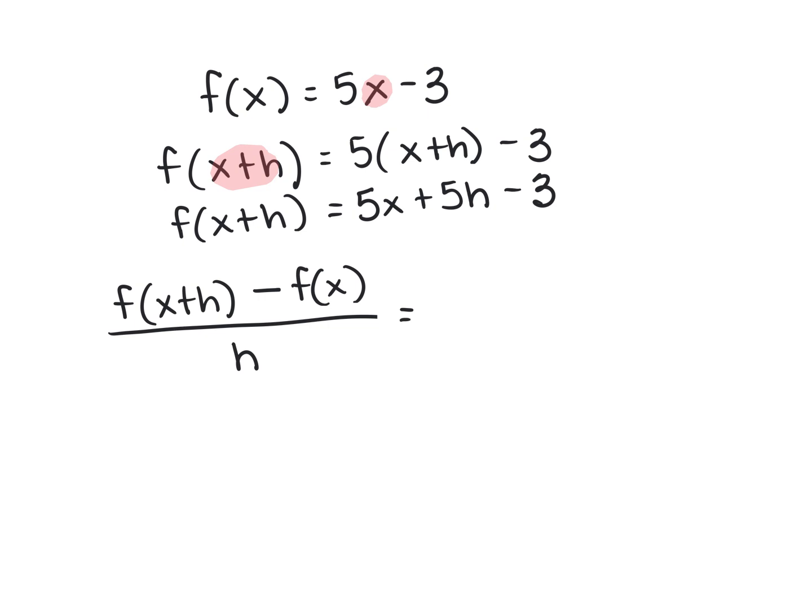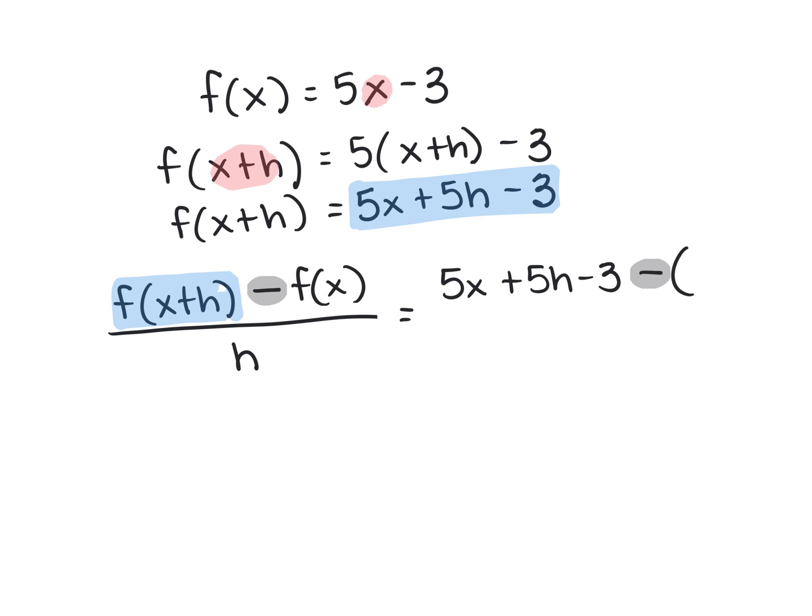So f of x plus h is what we found when we evaluated this. So that's what goes first in my numerator. So we have 5x plus 5h minus 3. And then we're going to have this subtraction symbol. We'll go here. And because we have a subtraction symbol, then we open up a parenthesis set. Now, in order to look at f of x, we go back to the original equation it gave us. F of x is 5x minus 3. So that's what will go here. And then we divide by h.